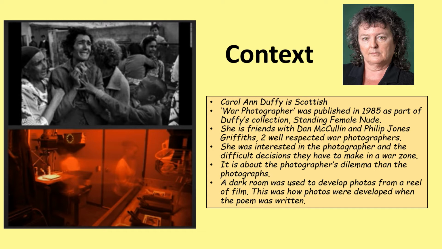And in the poem they mention something called a dark room. Now I wanted to just go over what this is because some of you may not remember what a dark room is. So a dark room was used to develop photos from a reel of film. That is how photos were developed when this poem in particular was written. They didn't have the digital photos that we have today, so they would have used a dark room with solutions, and actually the room would have been red, as you can see in the image there. Okay, so all of these facts are relevant to her intention with the poem. It's all about the photographer rather than the photograph itself. Okay.